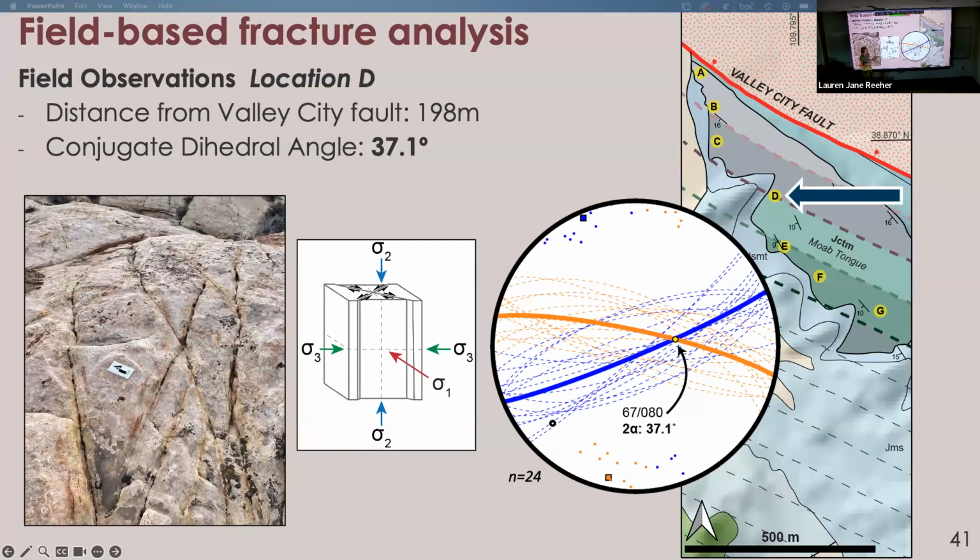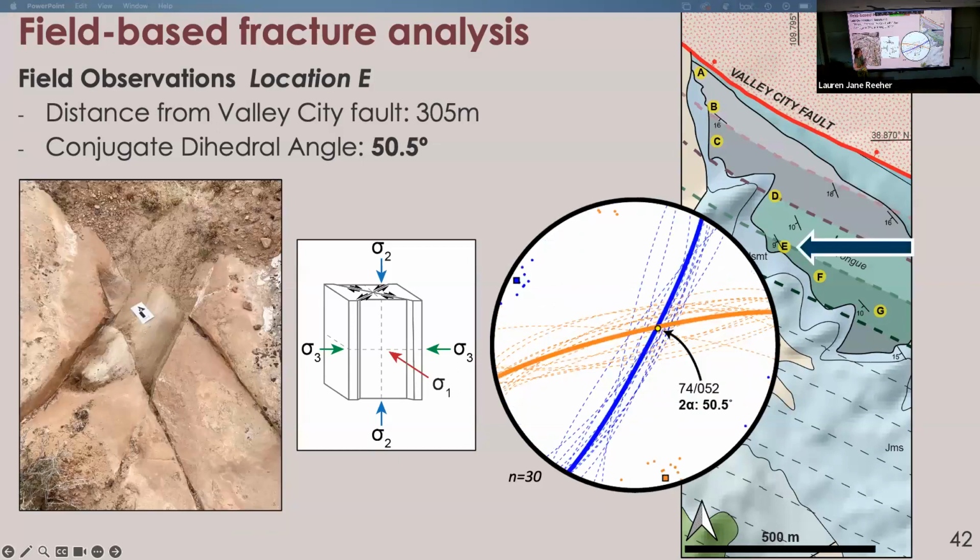Here, we're starting to see a little bit of a mixed and confusing signal. So you can start to tease out a dihedral angle that's slightly larger. It's harder to confidently say what type of stress environment we're in at this particular location. There's just a lot of scatter, but it looks like we're shifting away from that normal stress regime.